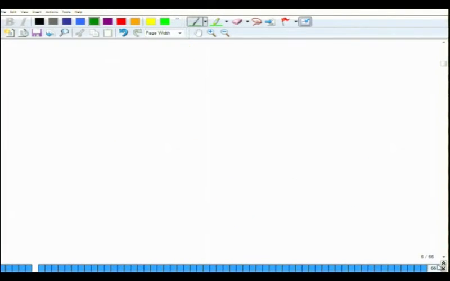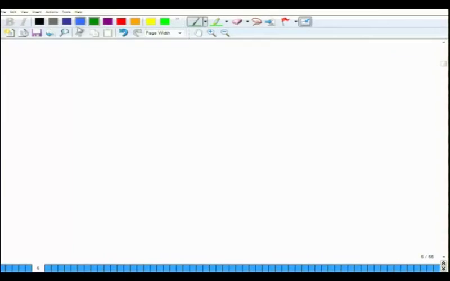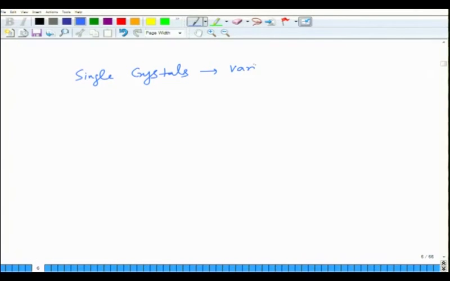Now, when you want to analyze crystals using diffraction methods, depending upon the type of crystal, we use different methods. So, if you have single crystals, they generally do not give you multiple freedom of orientation, because the faces of crystals are fixed. As a result, in single crystals we generally use variable wavelength.